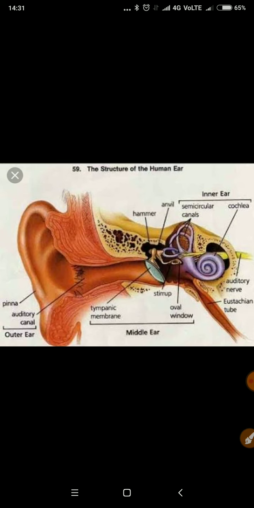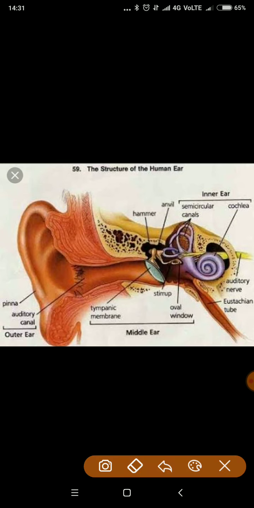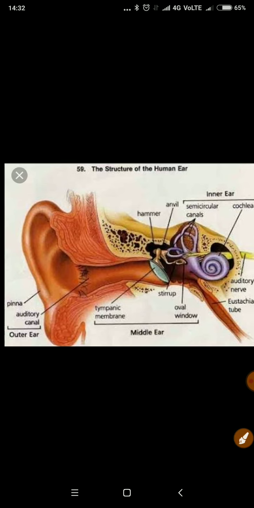It is an elastic membrane which is circular in shape, and there are bones also associated with it. Which are the 3 bones associated with this tympanic membrane? These are hammer, anvil and stirrup. Are you able to see over here? Hammer, anvil and stirrup. These are the 3 bones located along with this middle ear.